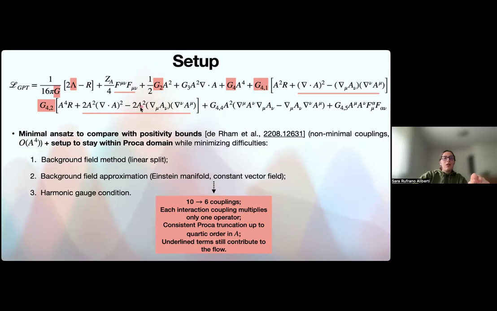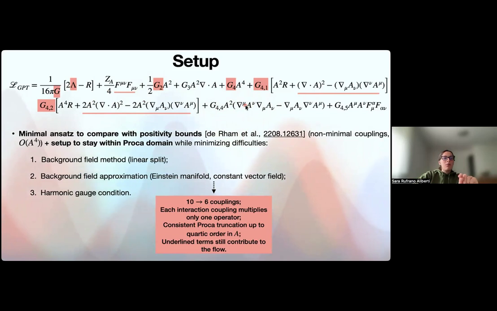Not only that, as you can see, there are also other underlying terms characterized by derivatives in the vector field, but even if there are derivatives in the vector field, they will still contribute in the computation when we actually compute the regularized two-point function. Okay, so they will still contribute.